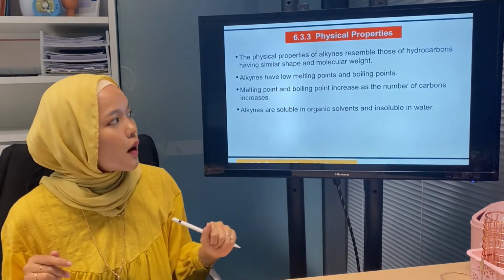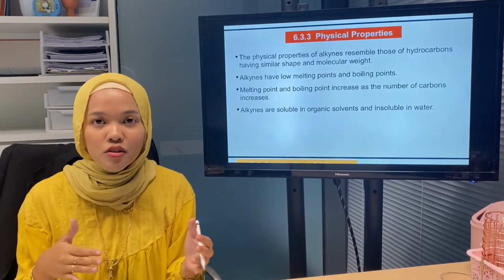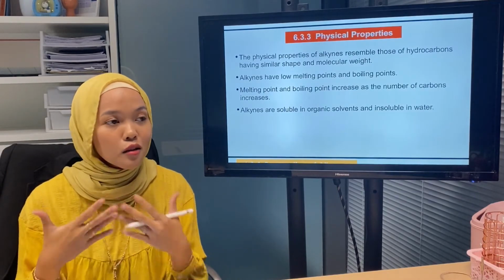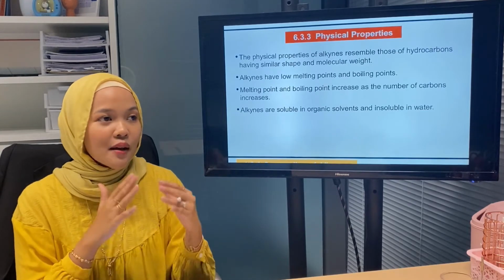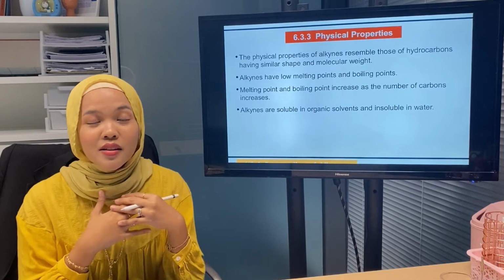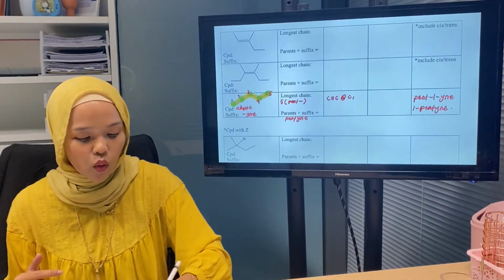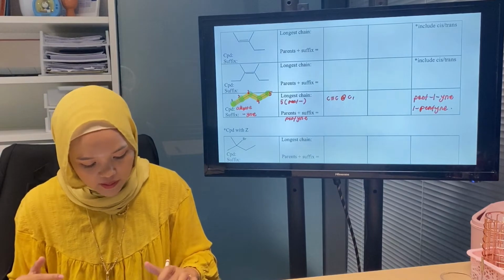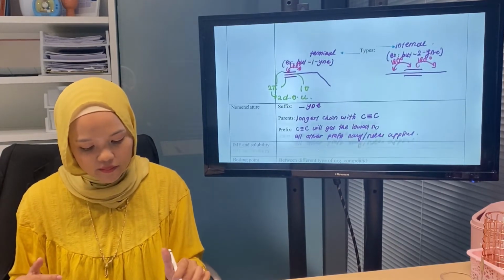So physical properties. The properties of alkynes are almost similar, and the trends are almost similar to other hydrocarbons. So what type of IMF is also similar. So I am not going to discuss this in detail. So let us just go straight to this one, okay? So let us go back to the alkyne here, okay?